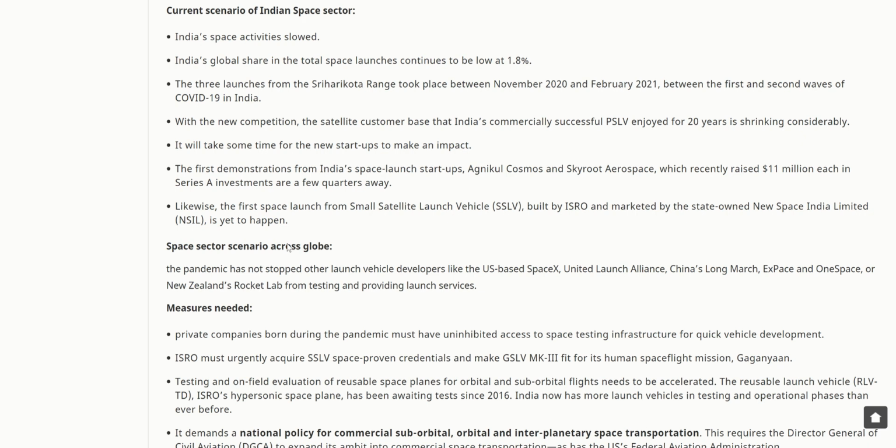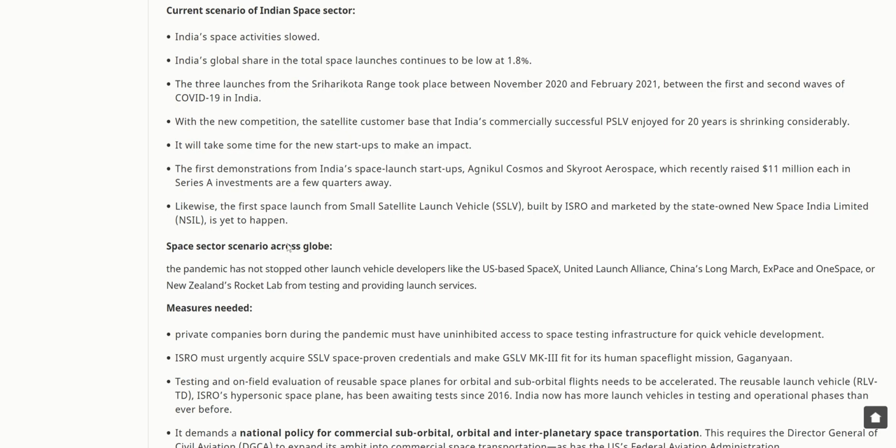It will take some time for the new startups to make an impact. The first demonstrations from India's space launch startups, Agnikul Cosmos and Skyroot Aerospace, which recently raised about $11 million each in Series A investments, are a few quarters away. Likewise, the first space launch from the Small Satellite Launch Vehicle built by ISRO and marketed by state-owned New Space India Limited is yet to happen.